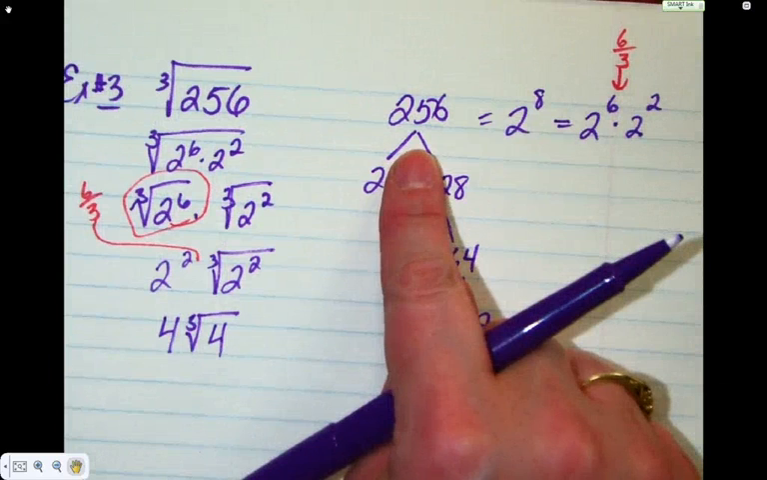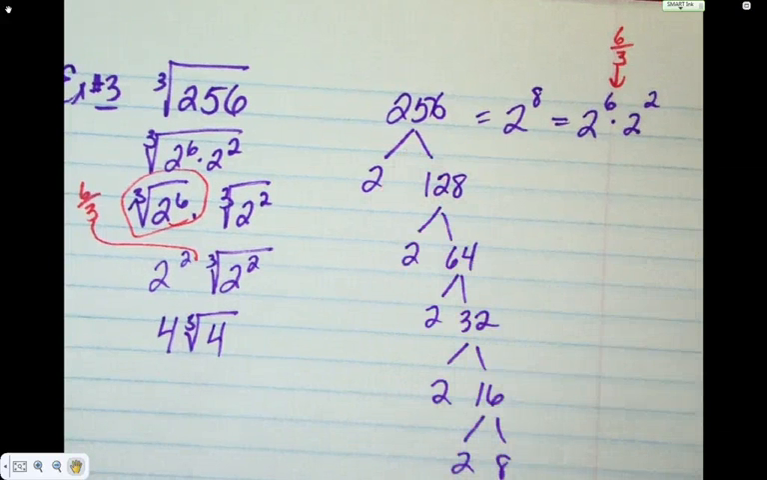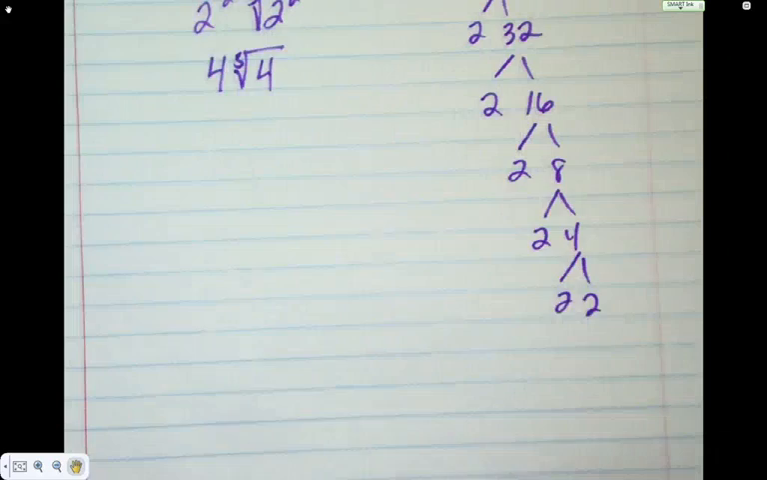If you like the other method, what you would need to do is list all the factors of 256, and then instead of looking for the largest perfect square, we would look for the largest perfect cube, which we've memorized that list from 2 days ago. Let's do a 4th root.